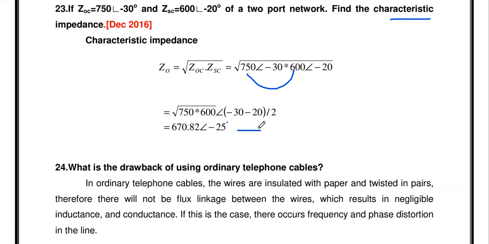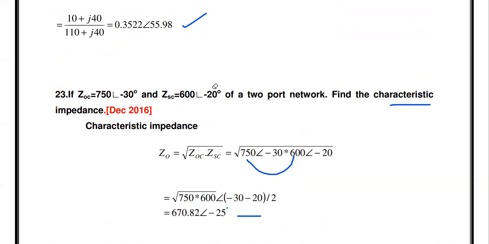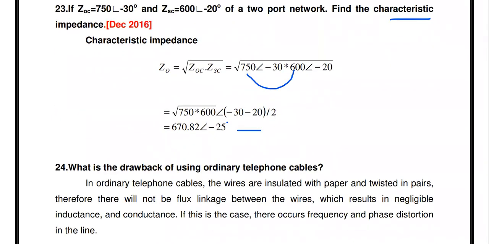So you may convert this characteristic impedance from polar to rectangular format, real plus imaginary, if you want. Or otherwise, this is the characteristic impedance value. Okay, so this is one of the important repeated 2-mark problems from the first unit, and similar to this, in the second unit also one more problem is there.